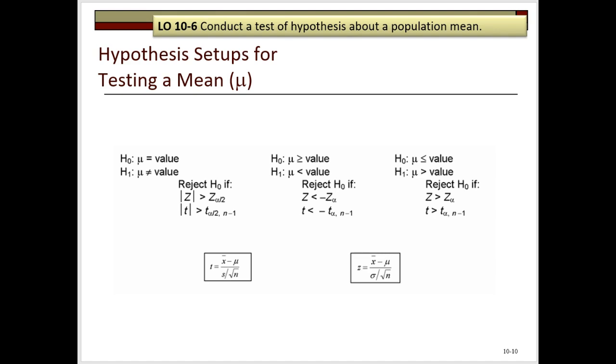Recall that in Chapter 5, we talked about the use of the normal distribution, a distribution for a continuous random variable, as an approximation to the binomial distribution, a distribution for a discrete random variable. So for testing a population proportion, the standard normal distribution may be used to carry out the test when the conditions n times pi and n times 1 minus pi are both at least 5.